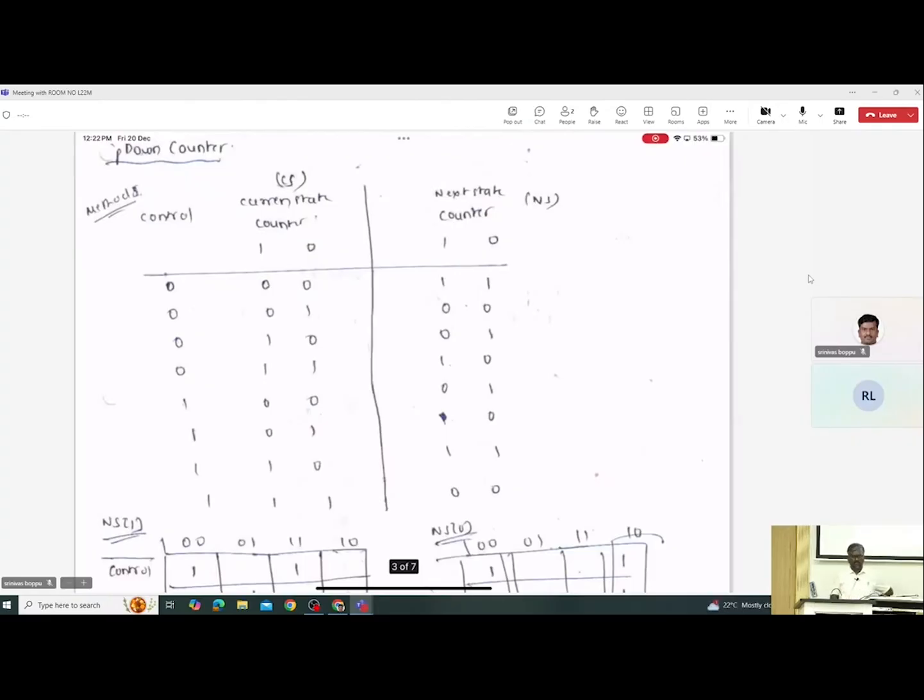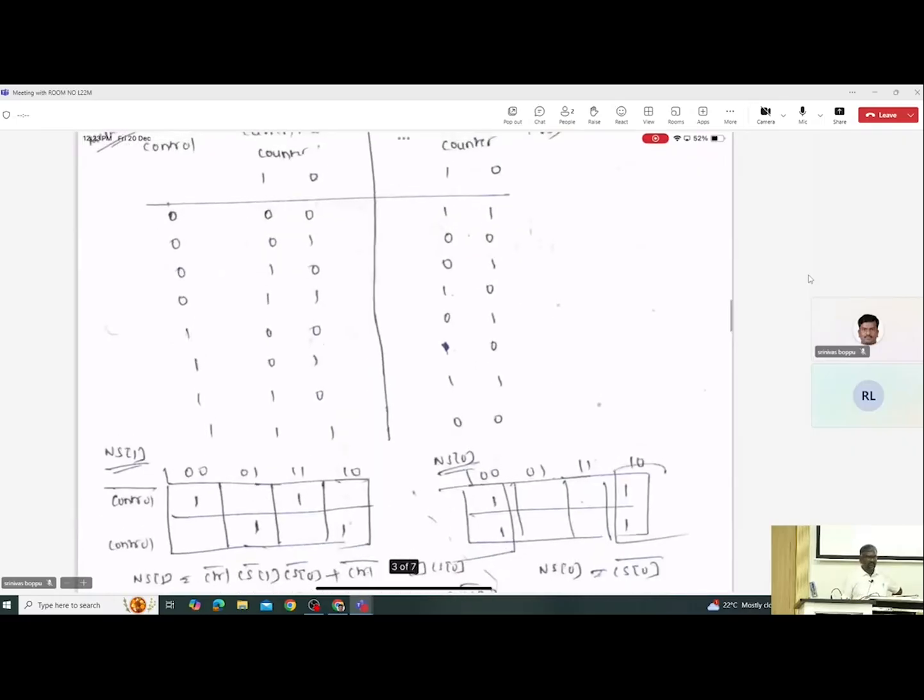If you see, the simple method could be this. Control is a 1-bit input, it could be 0, and then we have the current state output, which could be 00, 01, 10 and 11. When control is 0, it's a down counter. So 00 means the next state will be 11, 01 goes to 00, 10 goes to 01, and 11 goes to 10. And then control could be 1, and again I just enumerate the current states and then derive it.